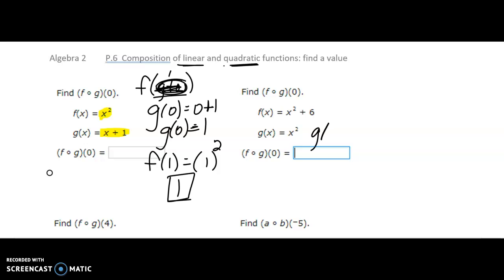So we're going to find g of 0 first. 0 squared is 0. So now we're going to find f of 0. And 0 squared plus 6 is 6. So 6 is your answer.